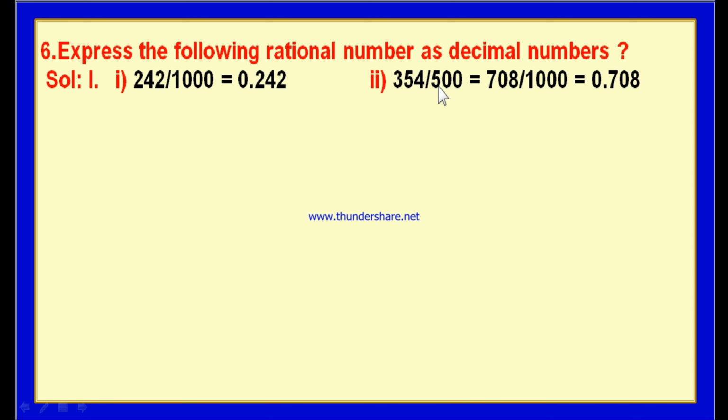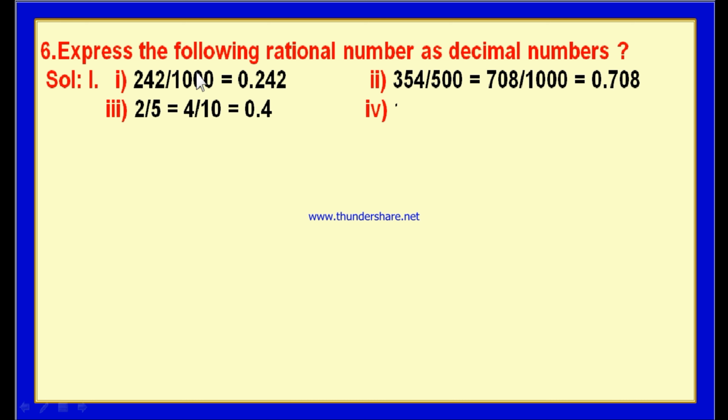First of all, if the denominator is either 10, 10 square, 10 cube, that means if the denominator is 10 or 100 or 1000, it is easy to convert to decimal numbers. Therefore, let us multiply both numerator and denominator in this case with 2. Then 2 into 354 is 708, and 2 into 500 is 1000. So far the decimal is here after 8. Now you have to move 3 places to the left as there are 3 zeros. Therefore, it is 0.708. You already solved such types of problems from your 6th class onwards.